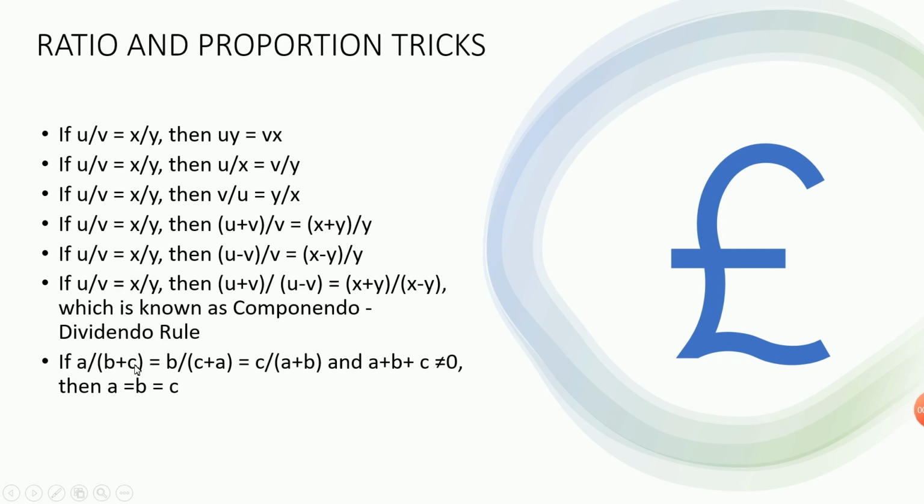Then if a by b plus c equals b by c plus a, which equals c by a plus b, and a plus b plus c is not equal to 0, then a equals b equals c. This is one more identity or statement like that. So again I'm repeating, if a by b plus c equals b by c plus a equals c by a plus b, and a plus b plus c is not equal to 0, then a equals b equals c. So these are the various different tricks.